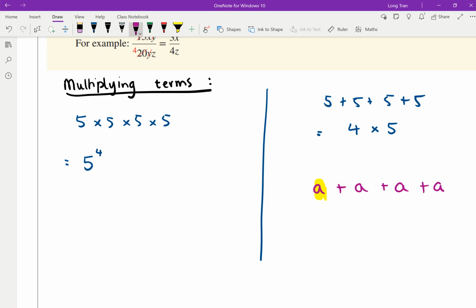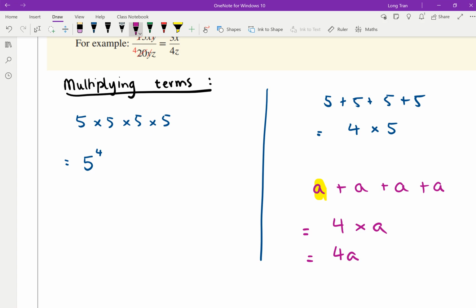If you were to simplify this, no one wants to write A plus A plus A plus A. It takes too long. The shorter way is what? What does that simplify to? 4 times A. Very good. So 4 groups of A, which is the same thing as 4A, because we're too lazy to write the times symbol, right?